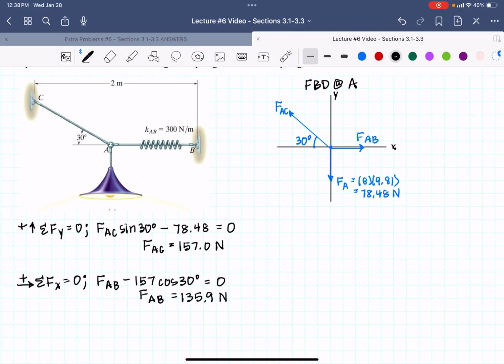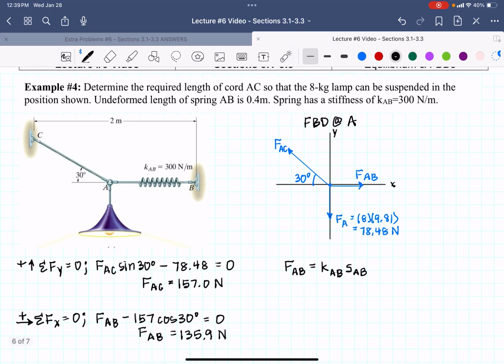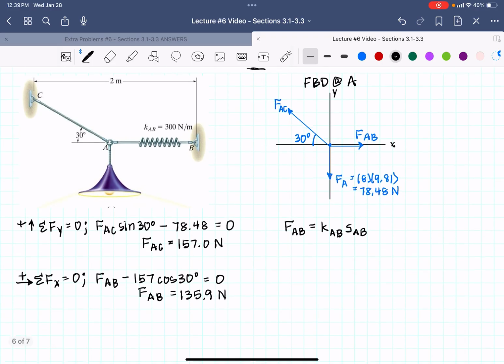All right. So I still am looking for the cord length. So I know from our spring equations that the force in AB is going to be the spring constant of AB, which they've given us, times how much it's been stretched. So they give us its undeformed length. So we are just looking for how much it's stretched. We can add the undeformed length, which they gave us up here and said it was 0.4. We can add the length that's stretched, and we know that that's how far it's gone.